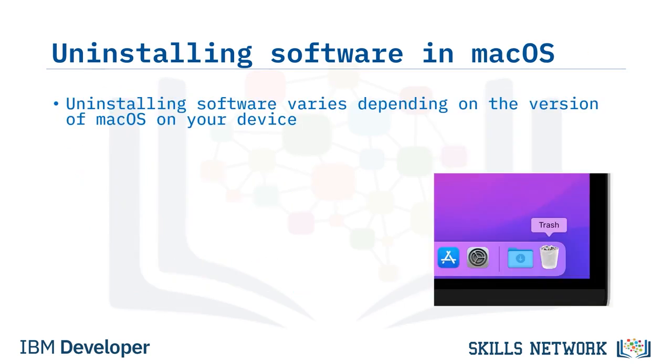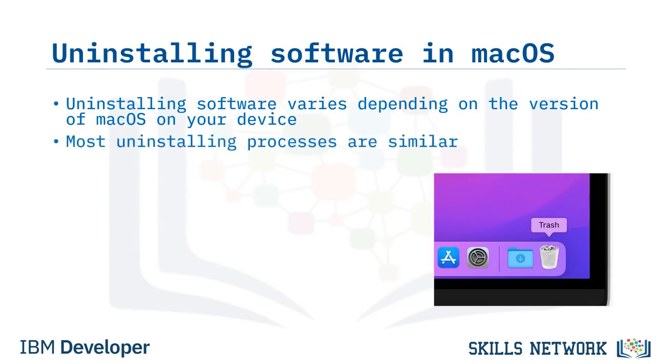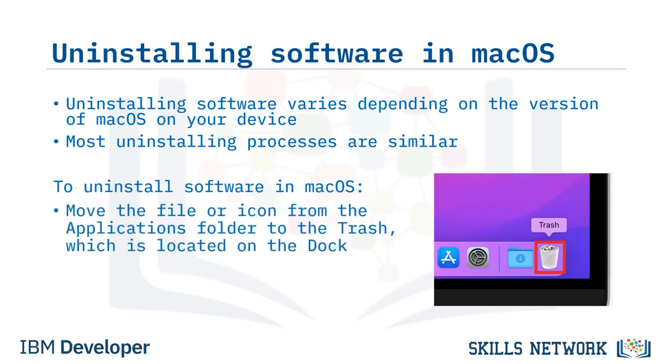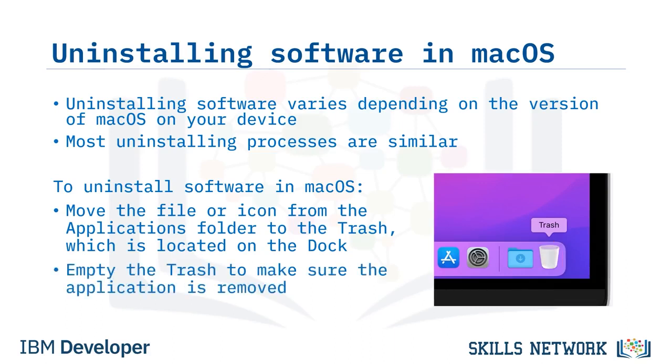Steps for uninstalling software on Mac OS devices depend on which version of Mac OS you are using. However, most uninstalling processes require the same or similar steps. To uninstall software in Mac OS, move the file or icon from the Applications folder to the trash, which is located on the dock, and be sure to empty the trash to make sure the application is removed.